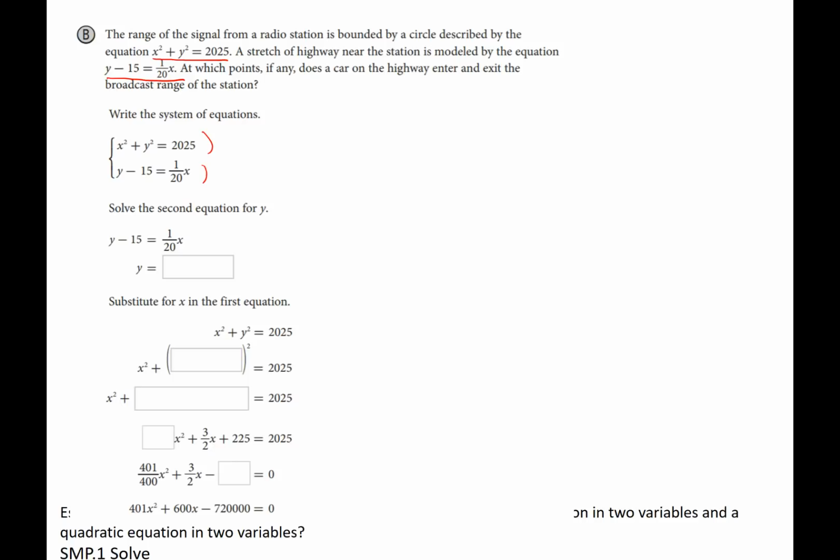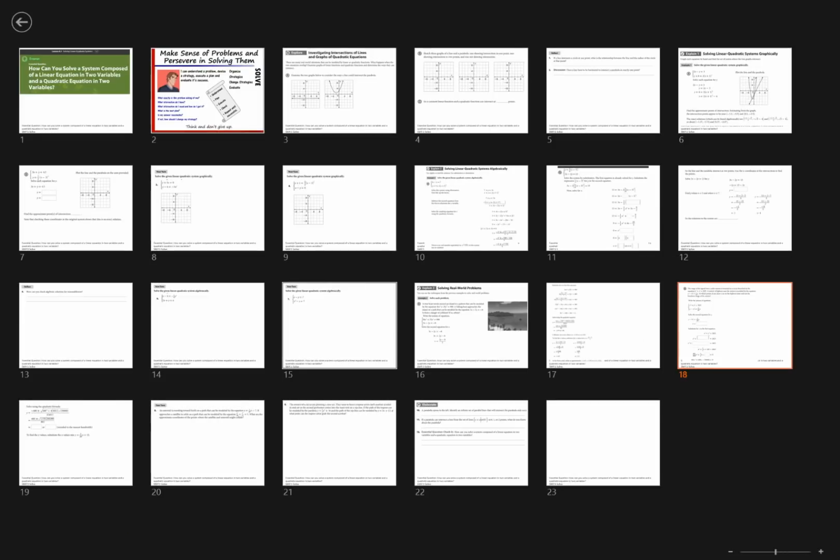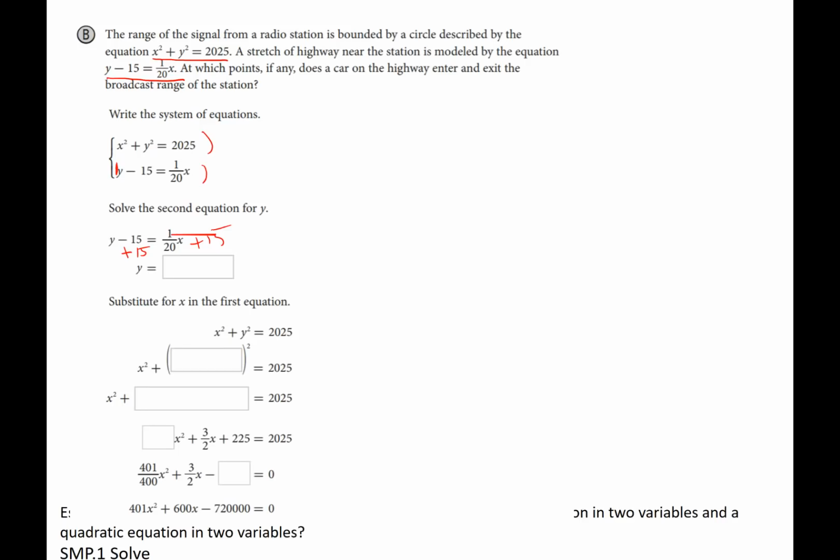Write them down. Okay. It looks like substitution is probably going to be better because I have a coefficient of 1 on this. But I've got to get the y by itself, so I'm going to add 15 to both sides. So I would probably write that as 1/20th x plus 15.